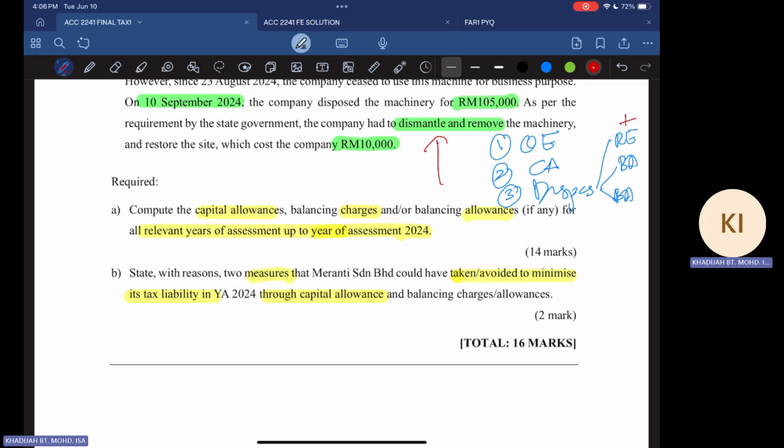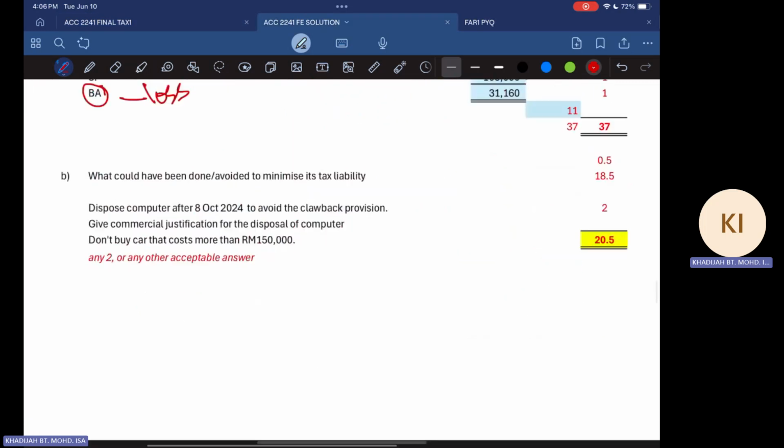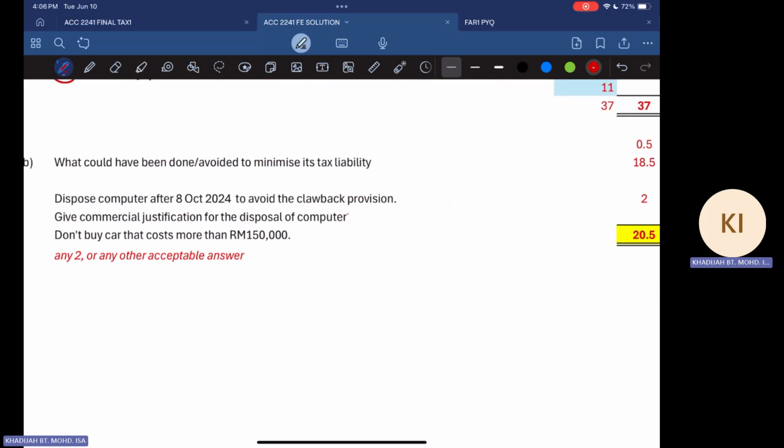And the other one, what can you do? All right, dispose of the computer after 2 years to avoid clawback. Or give commercial justification on the disposal of the computer. So even if it's within 2 years, it's allowable. There's no clawback, but you need that commercial justification. And then do not buy a car of more than 150,000, because the amount that you can claim is restricted to 50,000 only. And we can also accept any other acceptable answer. All right. If you're creative, you can think of something else. That's okay. It's acceptable as long as it makes sense.